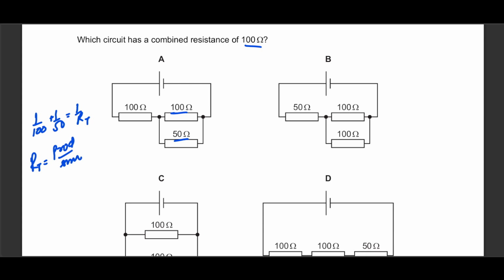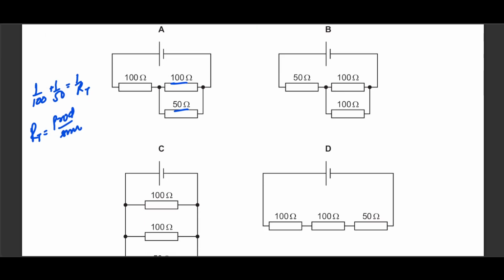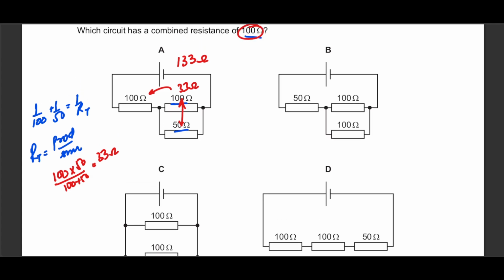Of course, it comes from the formula of the parallel resistances, but it is only good for two resistors. So 100 multiplied by 50 divided by 100 plus 50, whatever answer it gives you, it will be approximately 33 ohms. So the combination of both of them is equal to 33 ohms. In series with 100, this will be 133 ohms. We're looking for 100 as in the question.